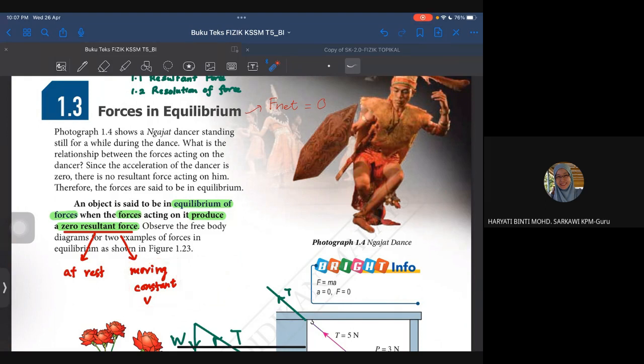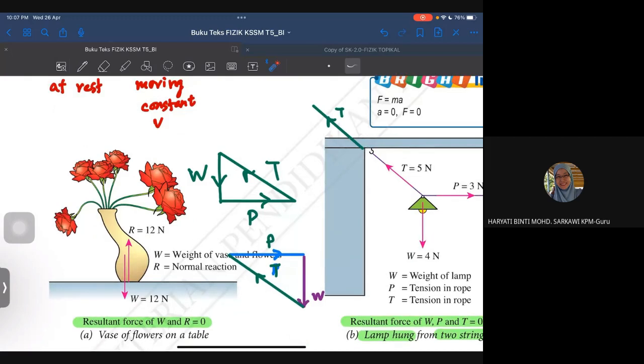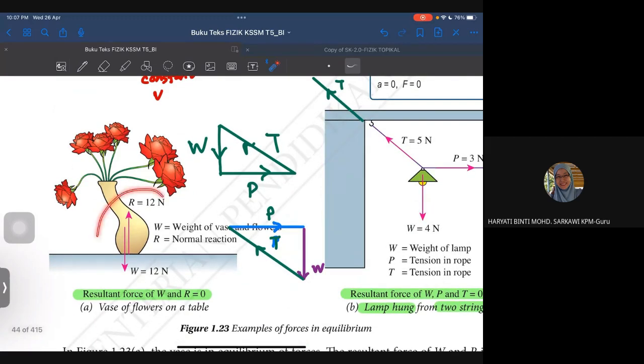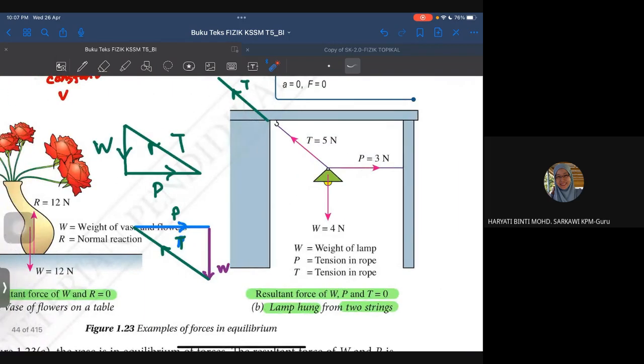Okay, if only two forces are acting on the system, we can easily determine the value of the force. It should be equal in magnitude but opposite in direction. But when more than two forces are involved, for your level now, we focus on three forces only, like this. So if the system has zero net force, it means the system is in equilibrium, so we can draw the triangle of forces.